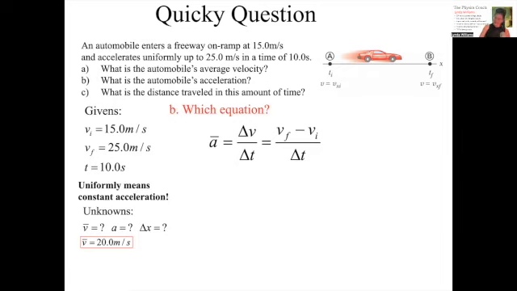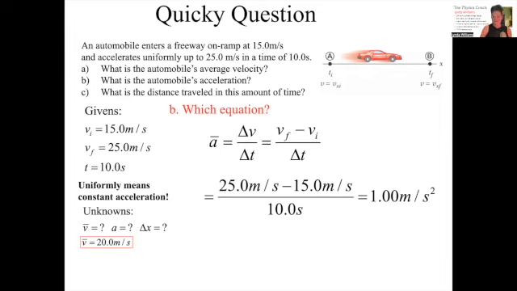So I write out the equation, put the variables in, and I end up with 25 minus 15 is 10. 10 divided by 10 is 1 meter per second squared. Notice the units. I have meters per second over second, which is meters per second squared. Checkity, check, check. So I get the average or constant acceleration is 1 meter per second squared, which makes sense because the car went from 15 to 25 in 10 seconds. So that means every second it was gaining a meter per second of speed.